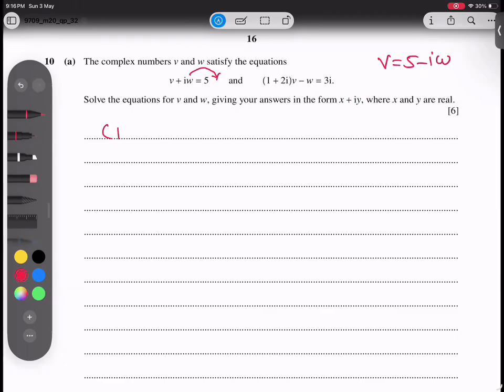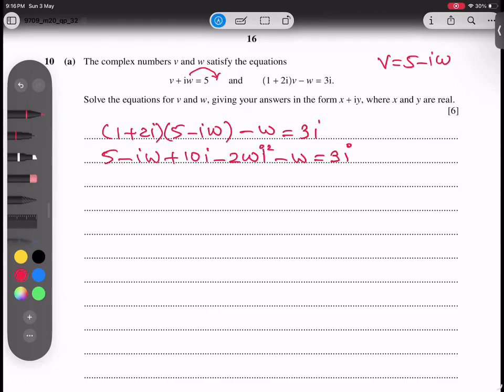So when I replace here, 1 plus 2 iota is already present, into 5 minus iota w, and minus w is equal to 3 iota. I think this part is clear. And now we can go for multiplication: 5 ones of this one and minus iota w plus 10 iota and negative 2w iota square, and negative w is equal to 3 iota. So students, what to do? Iota square is -1. So I can say that 5 minus iota w plus 10 iota and positive 2w minus w is equal to 3 iota.